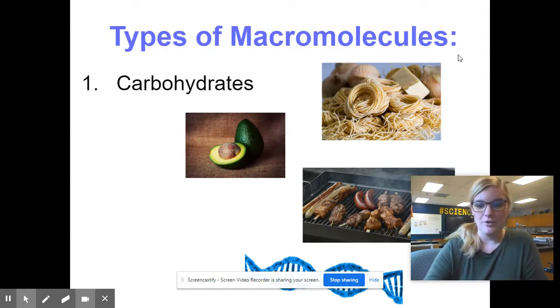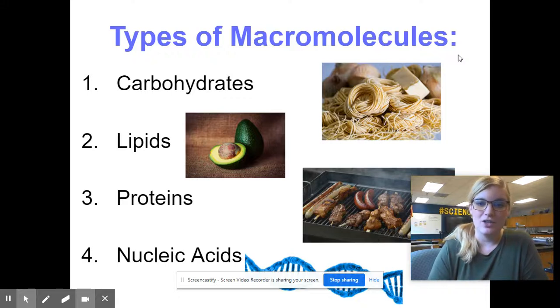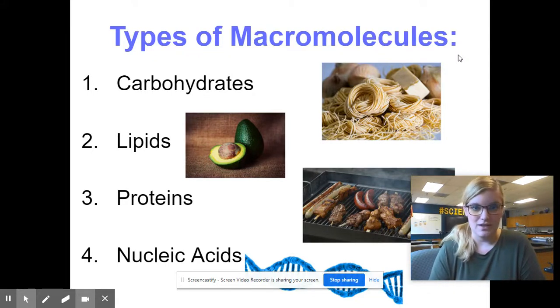We've got our carbohydrates, our lipids, proteins, and then our nucleic acids. Now, these are all essential for living things. All living things. It doesn't matter what it is. Every type of living thing needs carbs, lipids, proteins, and nucleic acids. So let's run through what each of them do and how they're important to us.